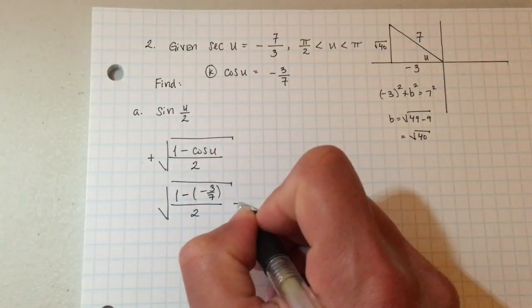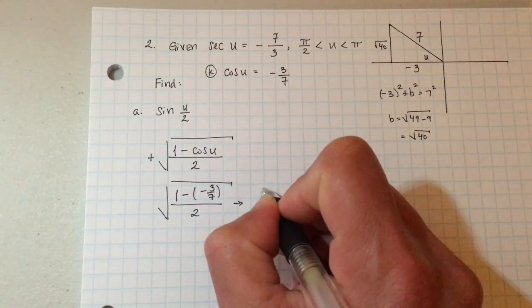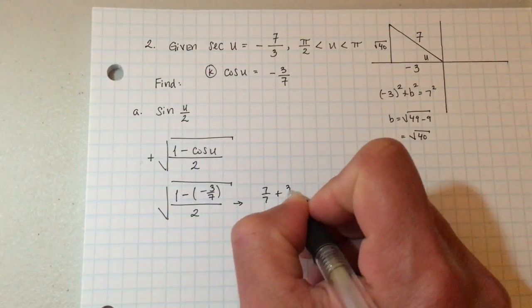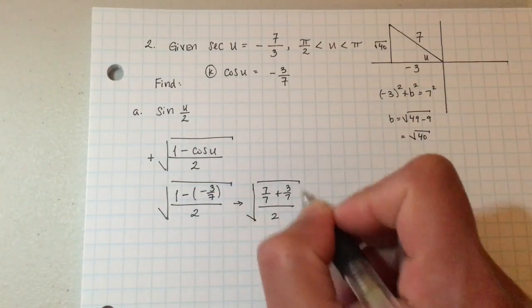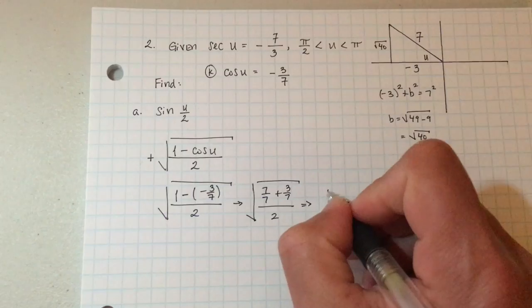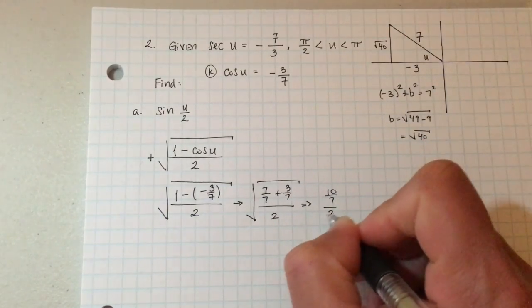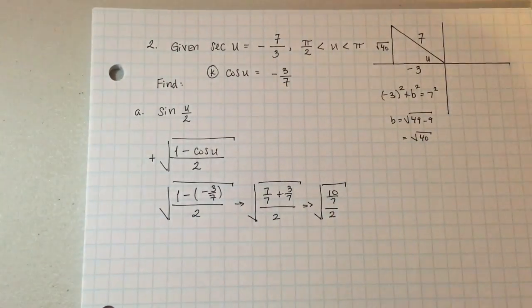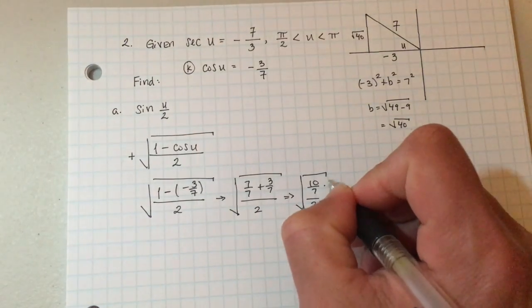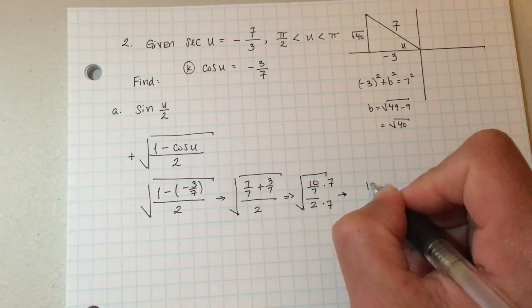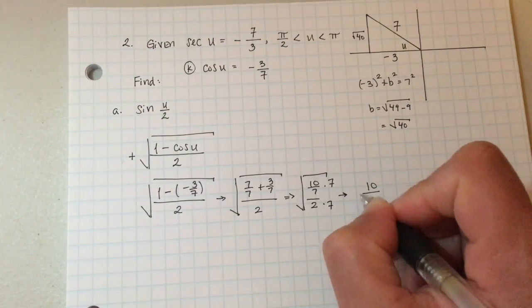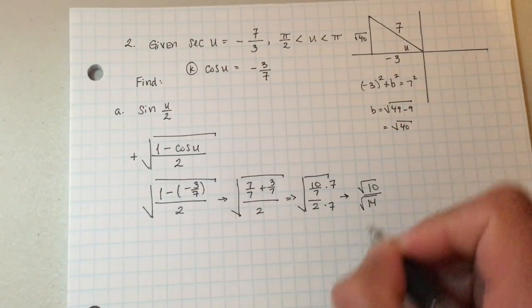Okay, and we just continue with the same process. So that becomes 7/7 plus 3/7 over 2. Okay, so now that becomes 10/7 over 2. Keep going, multiply this guy by 7. Same thing on the bottom. That's going to give me 10 over 14. Radical 10, radical 14. All right.